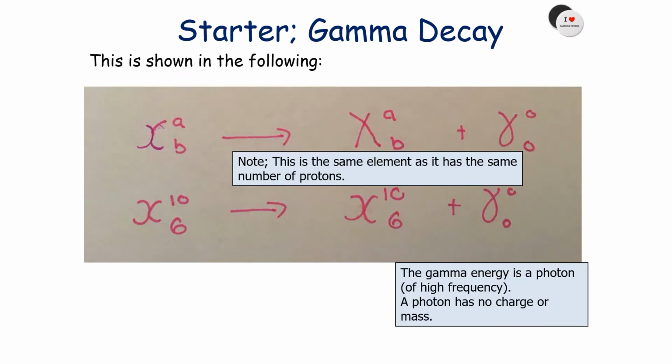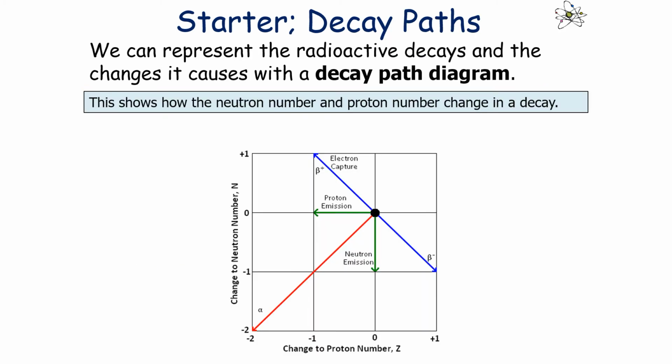Now, we can see the idea of gamma decay in the following equation, that it's the same element as you have the same number of protons before and after the decay, and the gamma energy is a photon of a high frequency, and remember, a photon has no charge or mass. Now, we can represent the radioactive decays and the change that they cause with a decay path diagram. And now this shows how the neutron number and the proton number change in a decay.